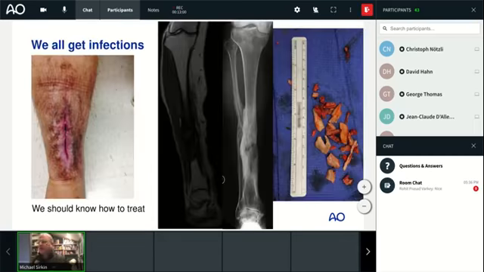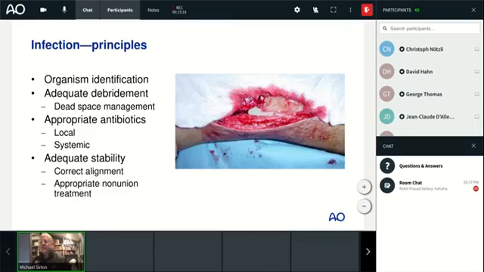Why should we all be here? Because we all get infections. Any surgeon who says they don't get an infection is not quite being honest. So it's good to understand the basics and be able to treat them. These are the principles that we're going to try to go over today. You always have to identify the organism. You always need to adequately debride. You almost always need appropriate antibiotics, and you always need stability, whether it's during the infection treatment or if you have an infected non-union.